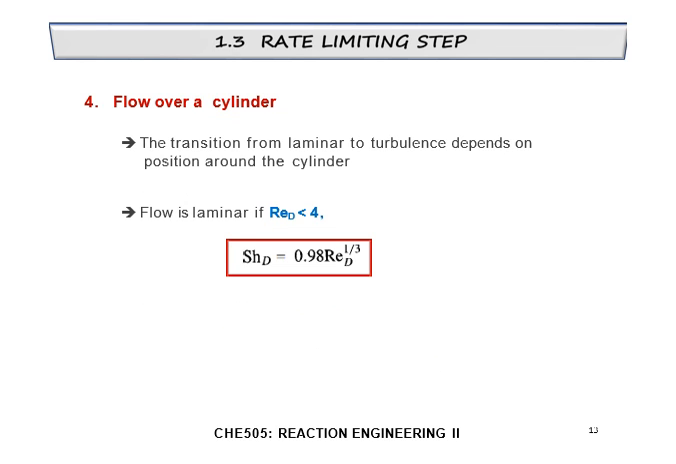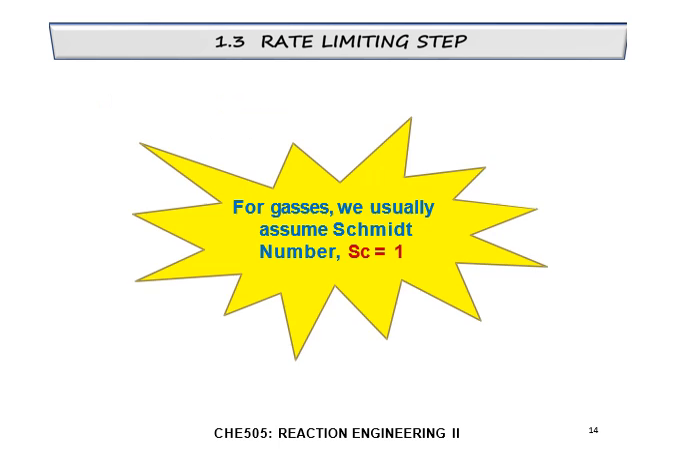Then for a cylinder, the Reynolds number is less than 4, in which it is the transition from laminar to turbulence, and it is around the cylinder. So the equation would be this one. And usually the Schmidt number for gases is 1.